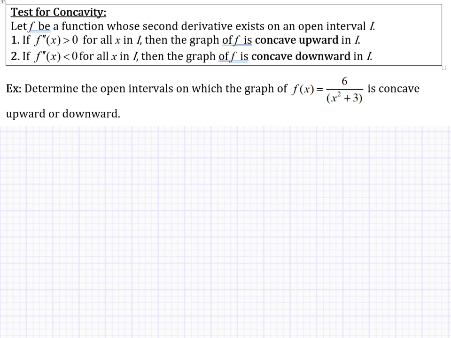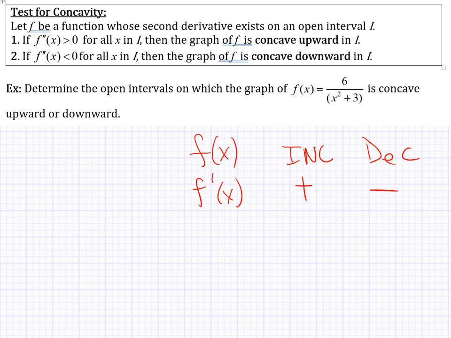So if we're going to test for concavity, what we really need to do is look at the second derivative being positive or negative. Go all the way back to where we were previously with increasing and decreasing. We looked at a function f of x and said this function is increasing if the first derivative of that function is positive, and the original function would be decreasing if the derivative of that function is negative.